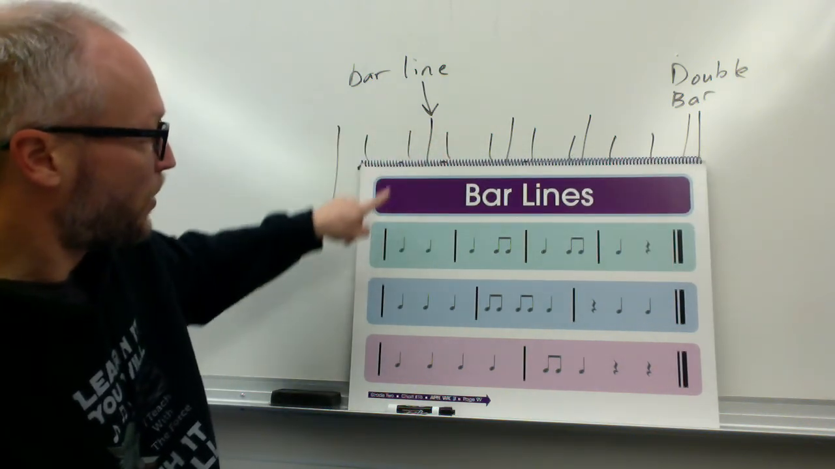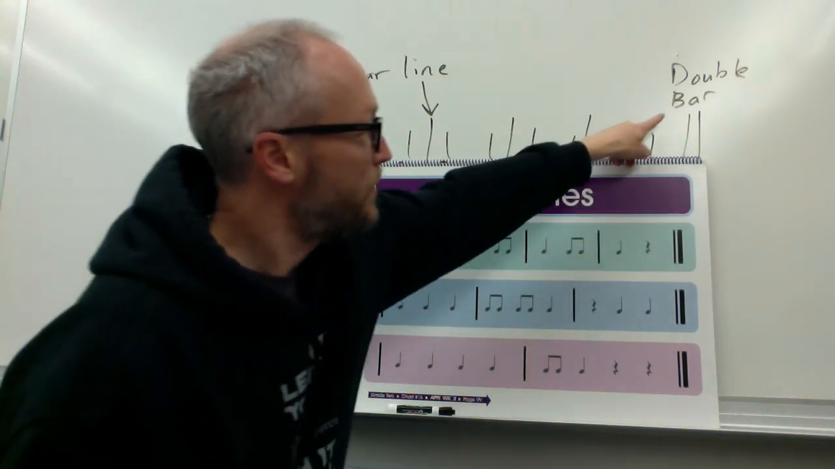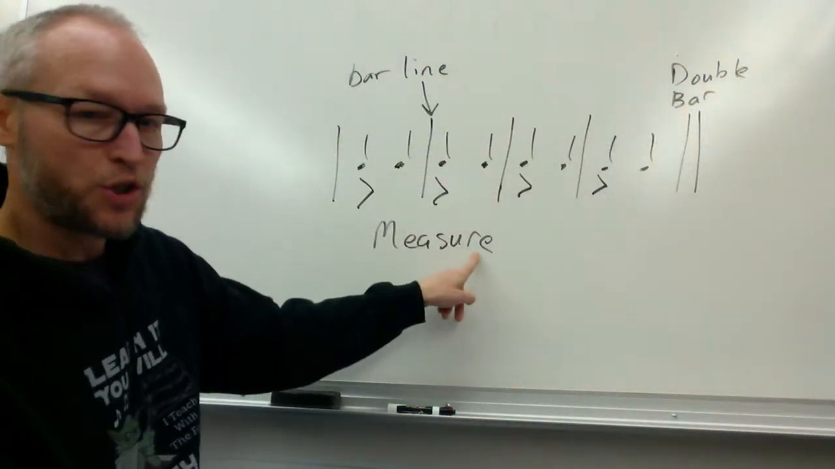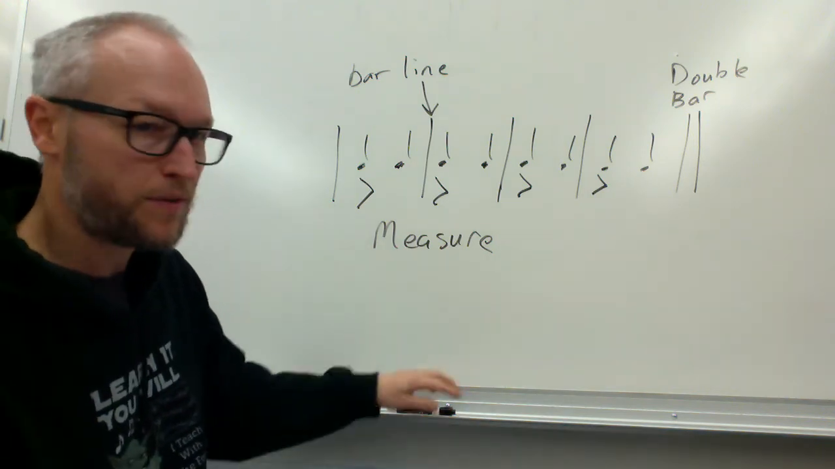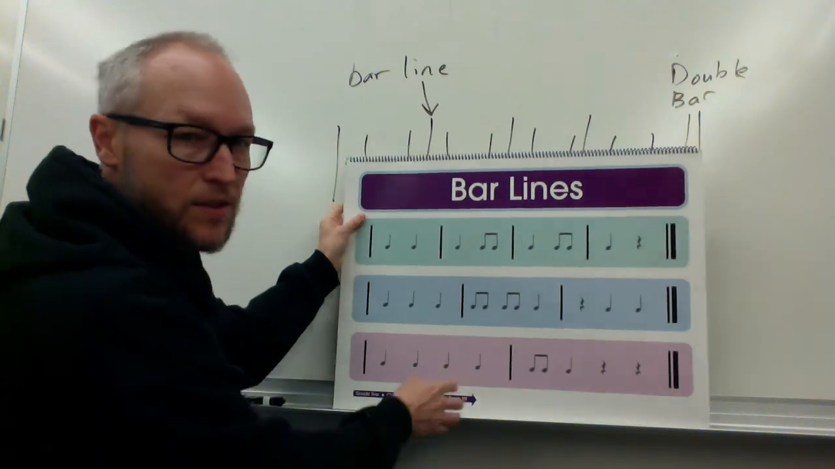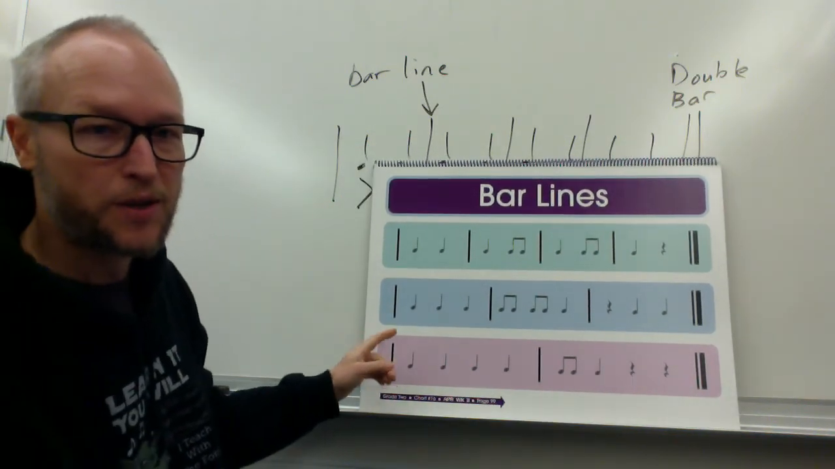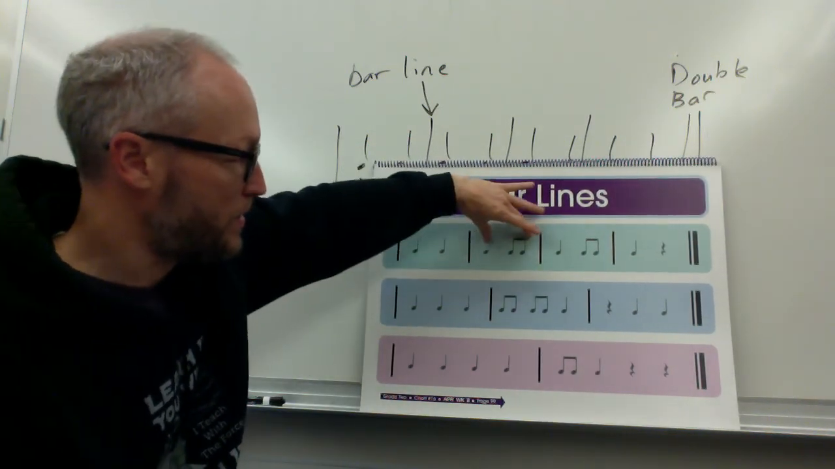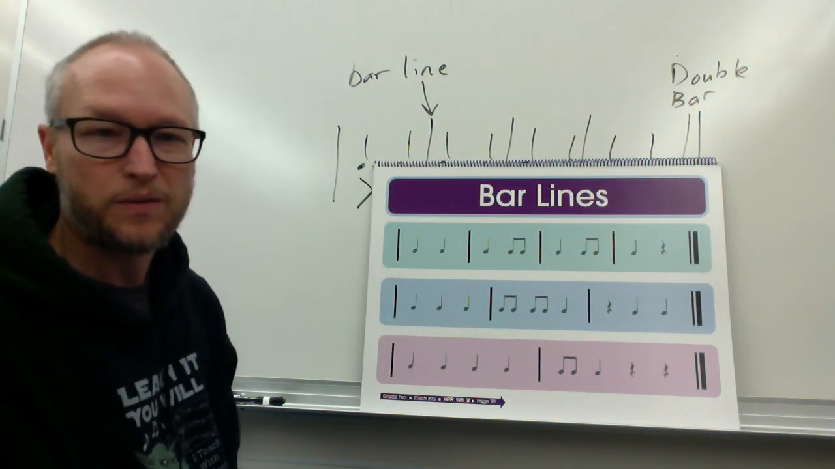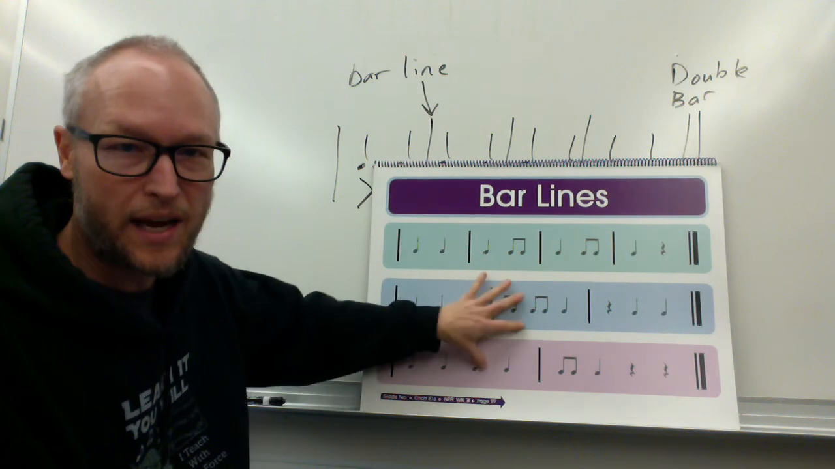Okay, so let's review here. We have bar lines, we have the double bar, and we have measure, which is a new way of using a word that usually means measuring how long something is. But there's another meaning for the word measure in music, and it's these groups of beats. These are called measures.